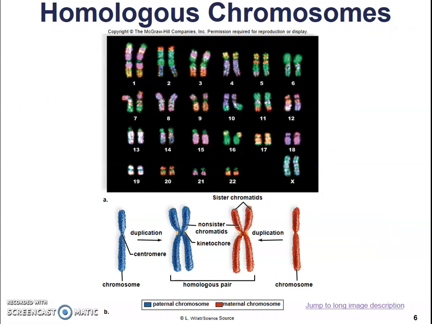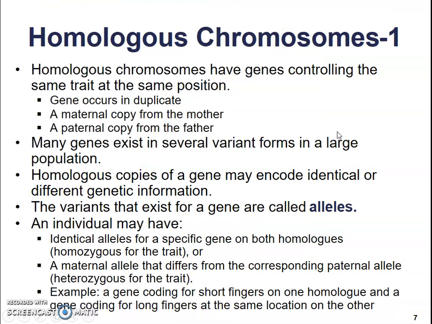So here we have a picture. So these are chromosomes that have been stained, and you'll notice that each pair has similar colorations. Okay, they're the same length. You can see that the centromere is going to be in roughly the same spot on both of them. So homologous chromosomes have genes controlling the same trait at the same position. So eye color is on the same position on my maternal and my paternal chromosome.